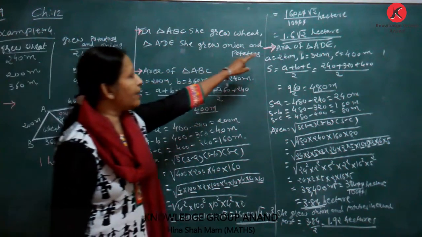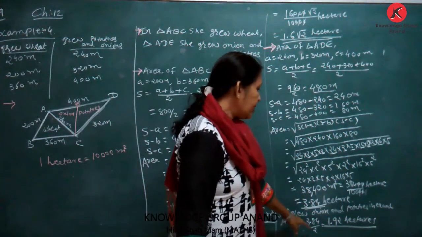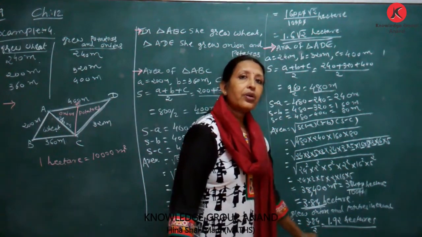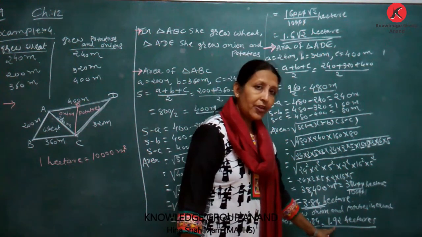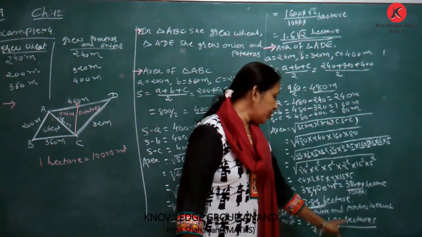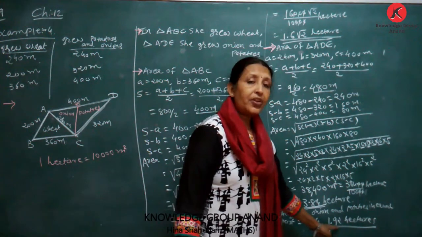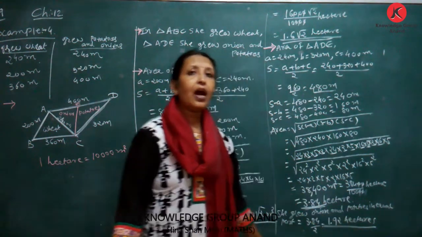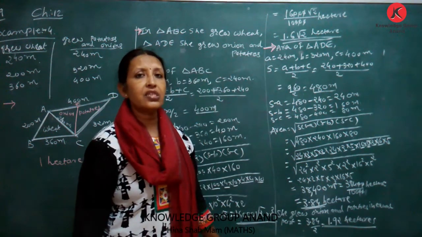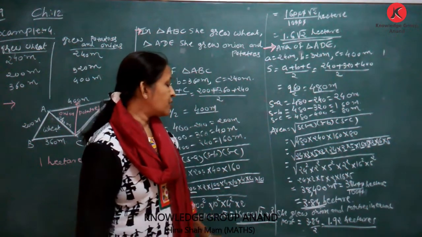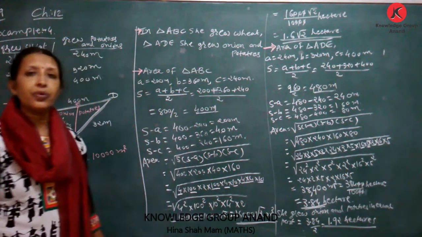Then you write: Kamla grew wheat in 1.6 root 2 hectares and potato grew in 1.92 hectare. Area of potatoes she grew is 1.92 hectare, and area of onions she grew is equals to 1.92 hectare.